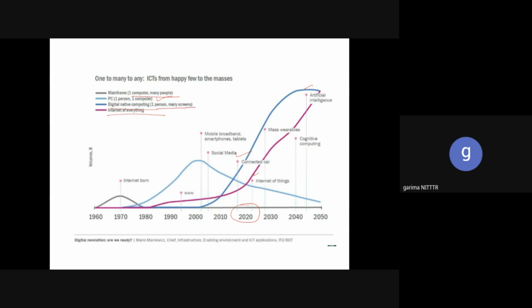We are expecting to have Internet of everything, implementations of cognitive computing, implementation of artificial intelligence in different things, and so on. So this diagram basically shows the effect of the digital revolution in the coming years, and how we are moving from one computer, many people, towards Internet of everything.